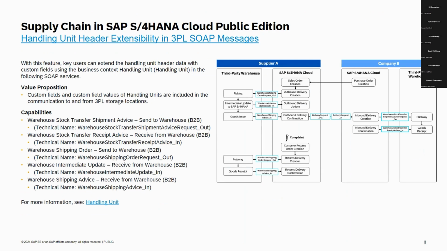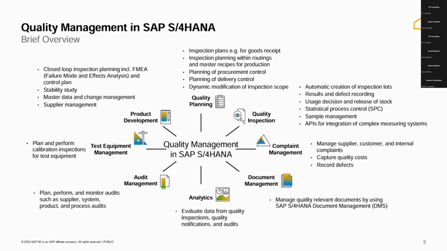All right, we also have what we call quality management in S/4HANA, and this is the brief overview. The quality management in S/4HANA Cloud helps you with inspection plans for goods receipt, helps you in inspection planning within routing and master recipe for production, helps you plan procurement control, helps in delivery control, and also helps you with dynamic modification of inspection scope. So these are all the capabilities of quality management in S/4HANA Public Cloud Edition.